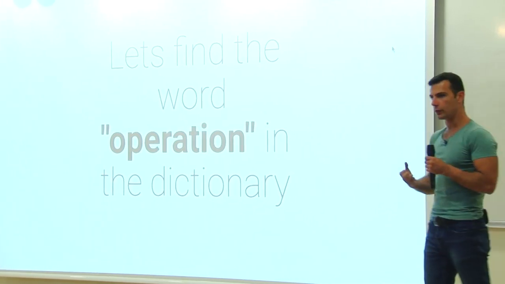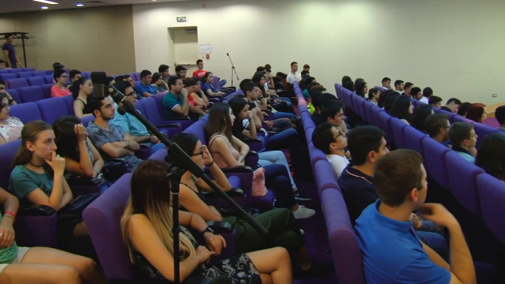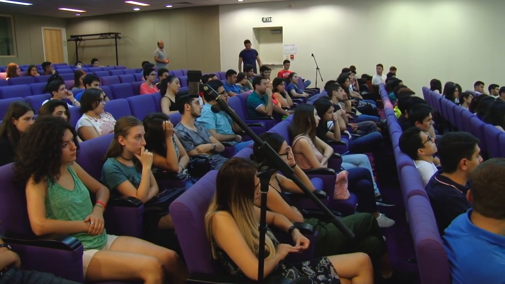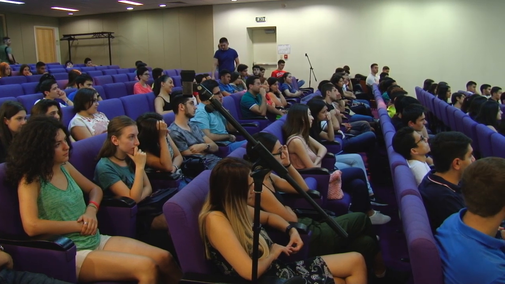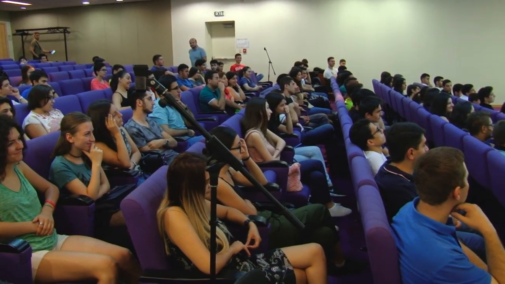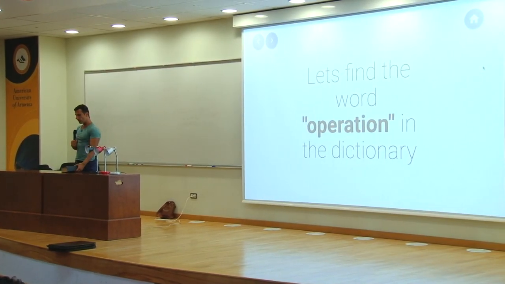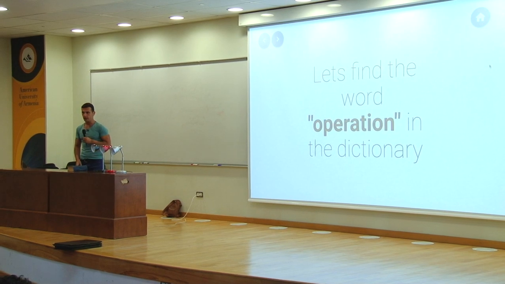Let's consider another algorithm. Suppose I have a book. Here it is. It's kind of an old book, but there it is. And I want to find the word operation in this book. Okay? There are various ways I can go about doing this.